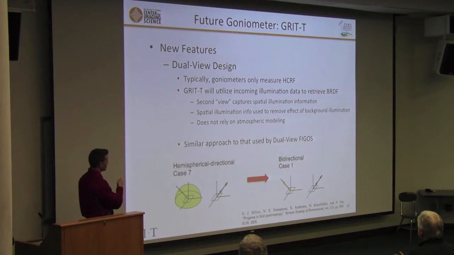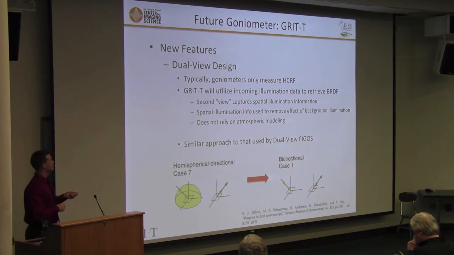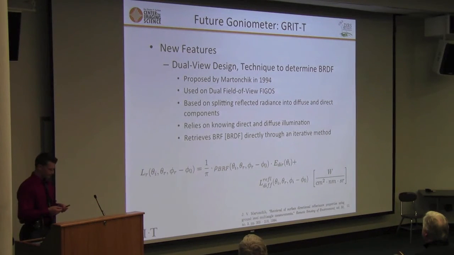So we are able to actually remove that by capturing the spatial information, and we don't have to rely on atmospheric modeling to do that, which can introduce another error in there. This is a similar approach to what's been done with dual view FIGOs from the University of Zurich. I won't go into the details of the math too much, but it uses a technique that was described by Martonchik in 1994. And again, it's similar to what's been used on dual view FIGOs.